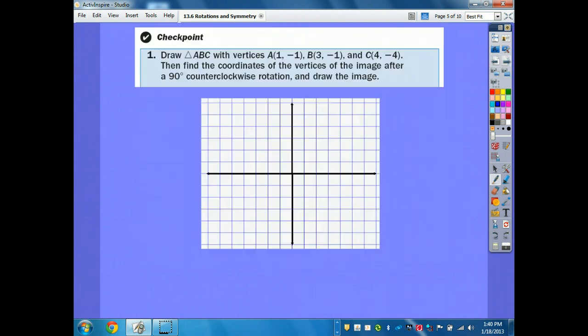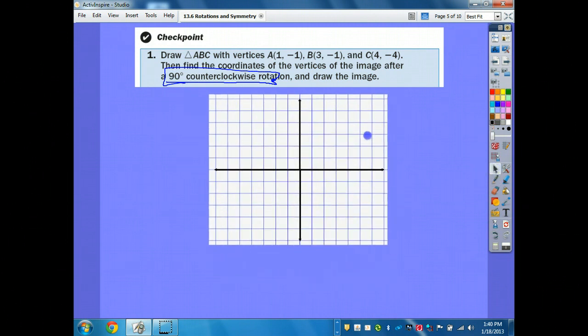Let's do another one now. That one was 90 degrees clockwise. So here they want us to do one 90 degrees counterclockwise. So first thing you want to do is what? Draw the original. Good. Draw the original. Connect the vertices.